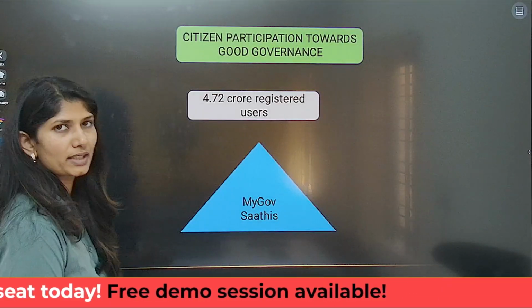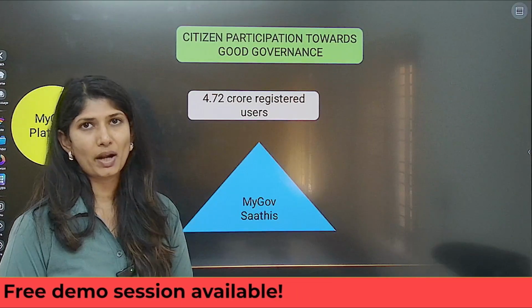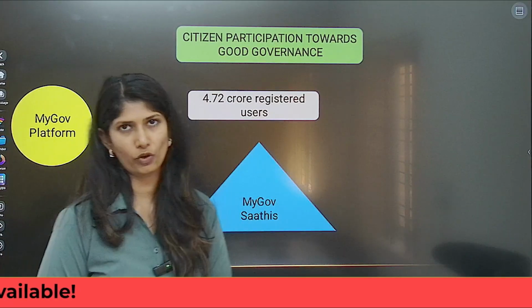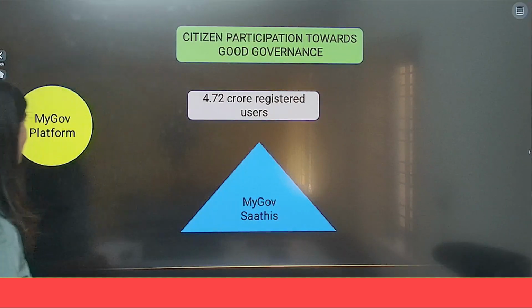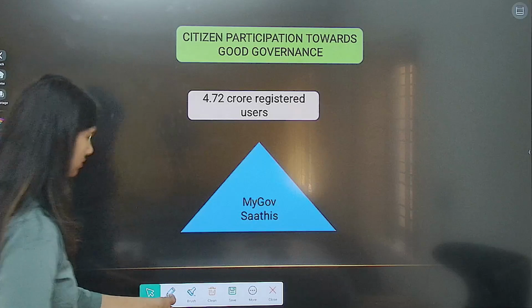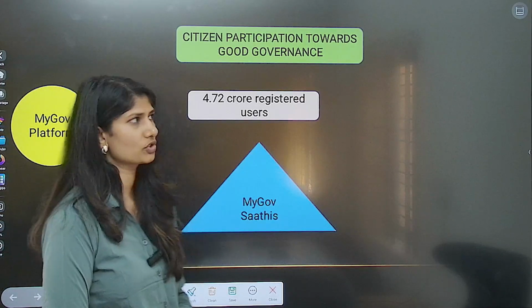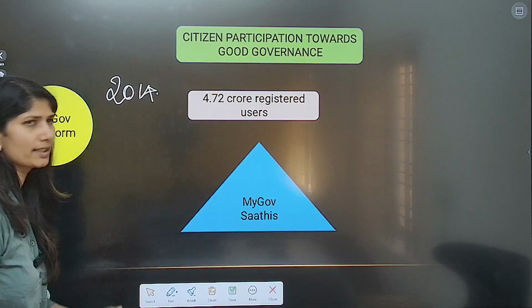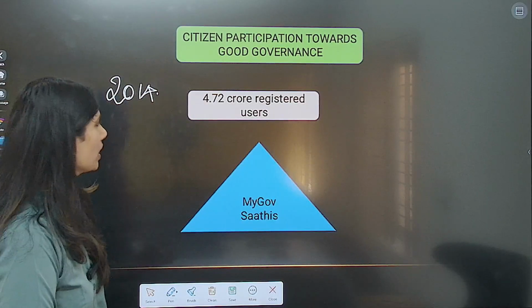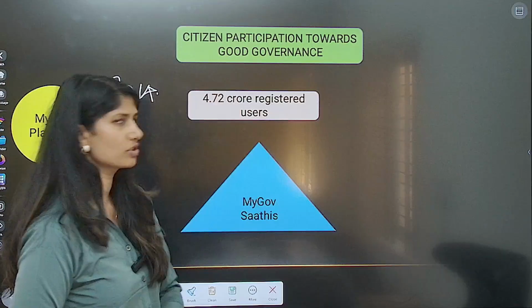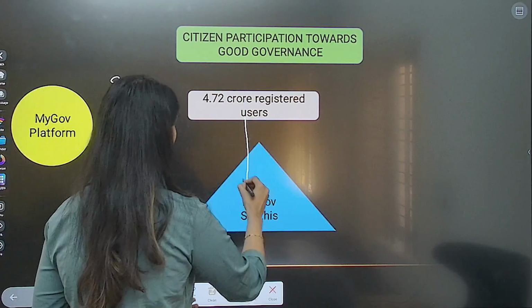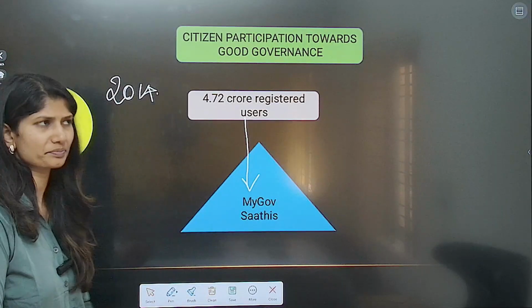The next topic that we will be looking into is citizen participation, or more specifically, the MyGov platform. Look at this. Presently, this scheme was started somewhere around the year 2014. It has almost completed a decade. 4.72 crore registered users are there on the MyGov platform, or otherwise they are called MyGov Saathis.